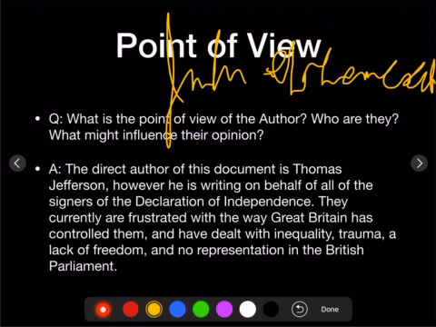So it's not just the point of view of Thomas Jefferson, but also the point of view of all of the signers. And it's very similar to the context. This group of people is very frustrated with the way Great Britain has controlled them. They're also the leaders of the American colonies, so they have a very big influence on what happens over there. And they've dealt with a lot of trauma. They've been treated as unequal. They've had a lack of freedom. They don't get to vote. So you have a group of people who've been disenfranchised and aren't happy with the way the world has been treating them.